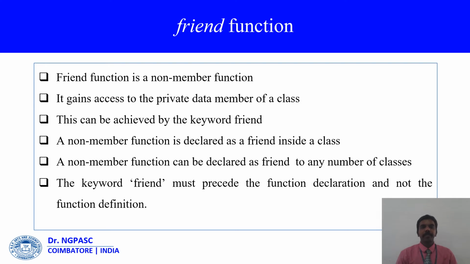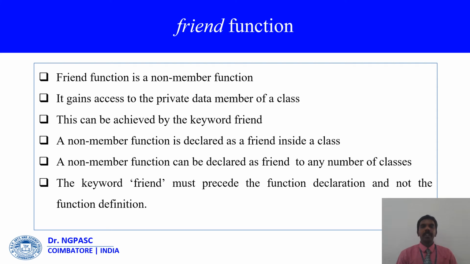But in this scenario, there exists a technique to make a non-member function access the private members of a class. C++ provides this privilege with the keyword friend. We use the keyword friend to declare a non-member function as a friend of a class. If a non-member function is declared as a friend of a class, then that friend function can access the private members of the class.